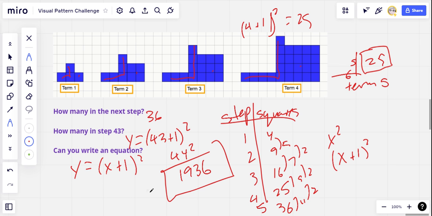Do you agree? How did it come out for you? Did you see this pattern right away? Did you come at an equation from a different perspective? If you did, I'd love to know.